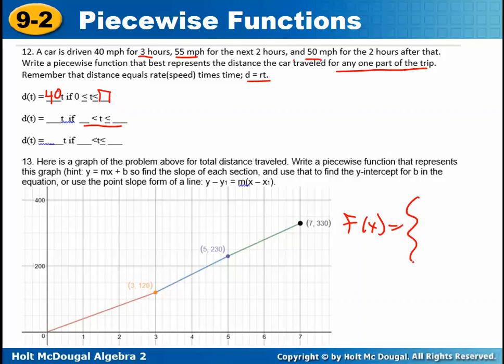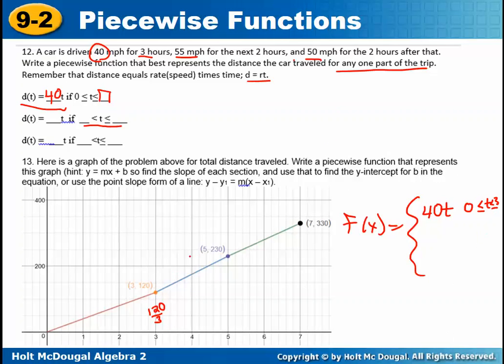Now the first one is always the easiest one because the y-intercept is 0. We're starting at 0. And the slope is a rise of 120 and a run of 3. Or you can use this for your slope. So the first one is going to be the same thing that you got for the any given time part. And then you have to include your domain here as well. And that was 3 hours.